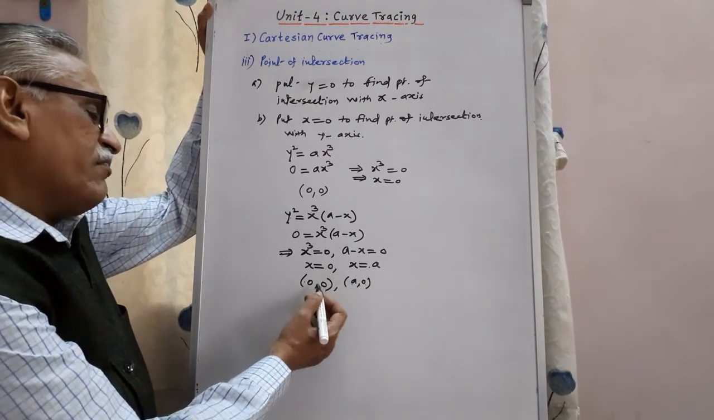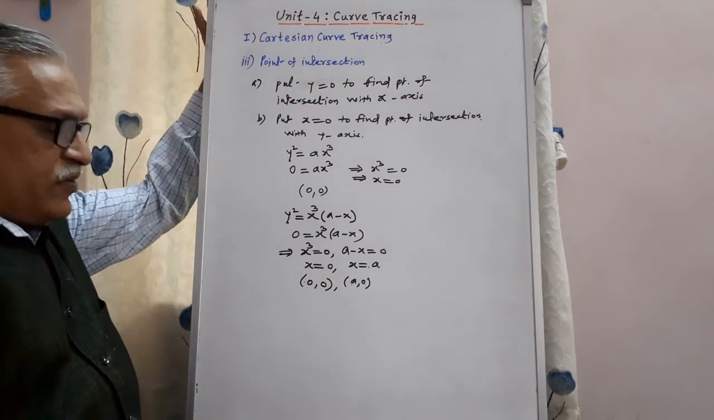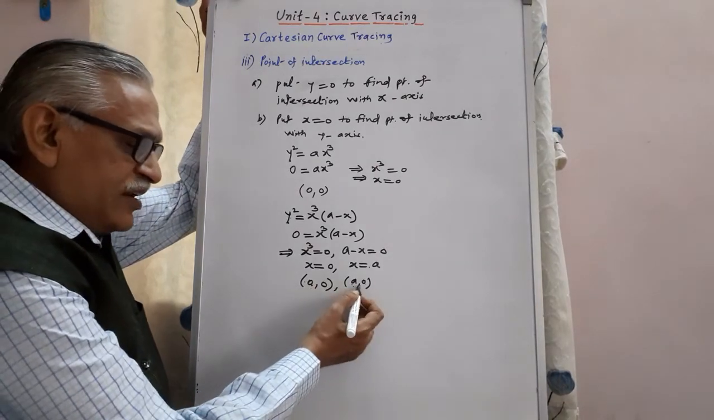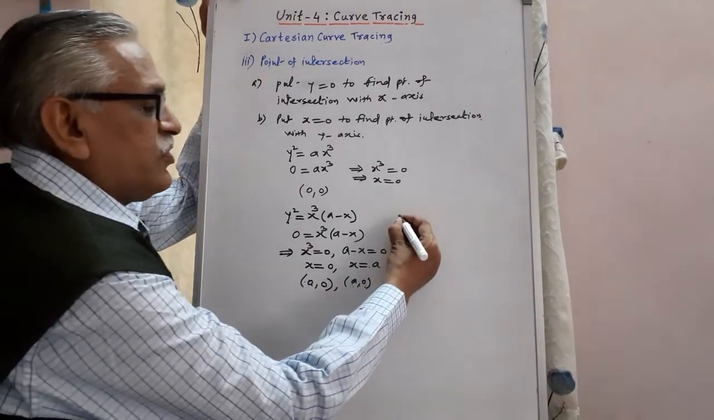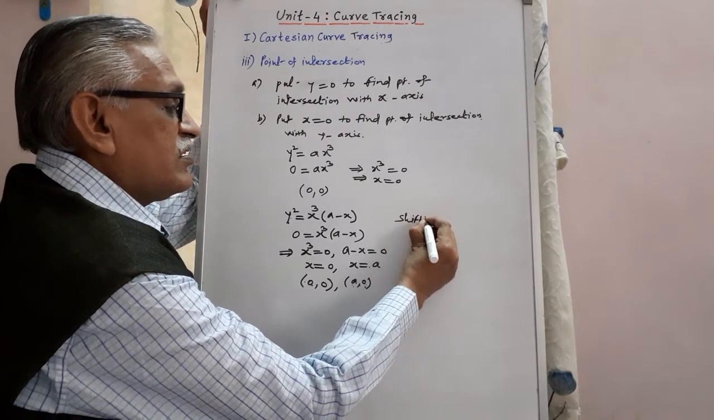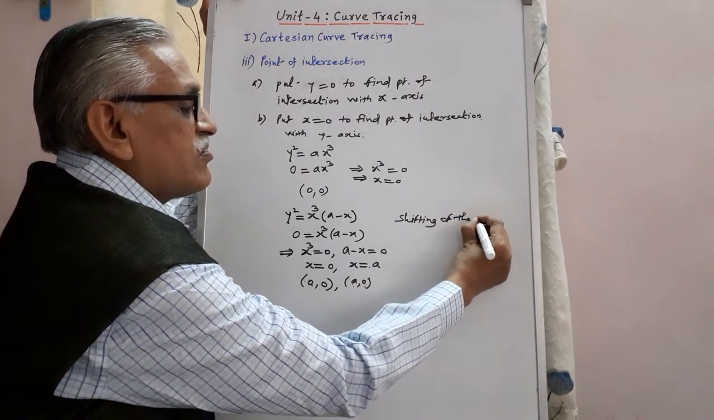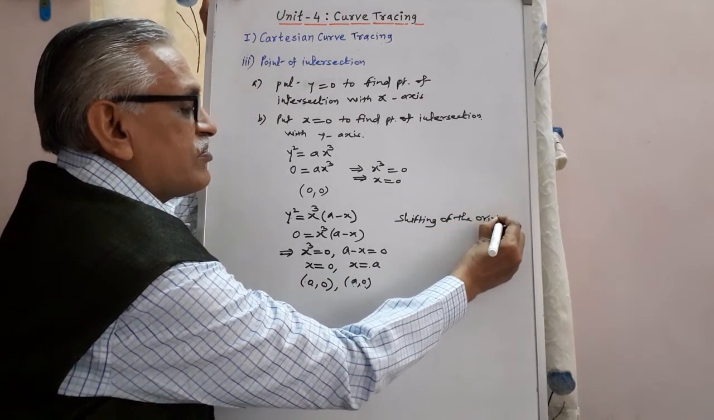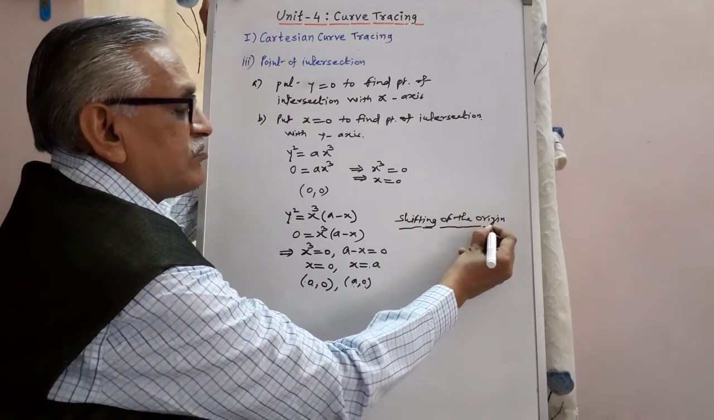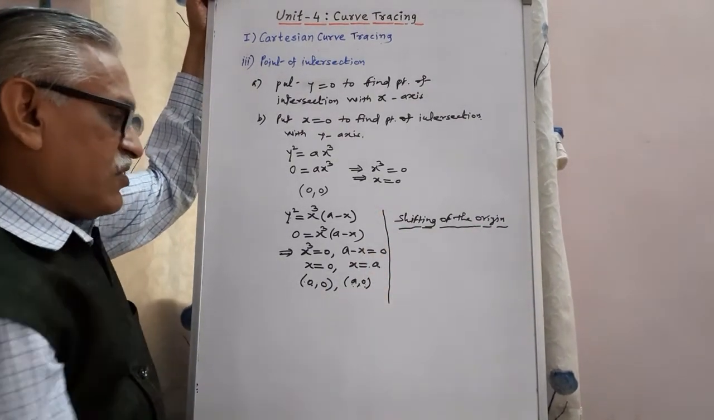And whenever we are getting more than one point of intersection other than the origin, then we have to shift the origin. Shifting of the origin, this step we have to perform. What is the meaning of shifting of origin?